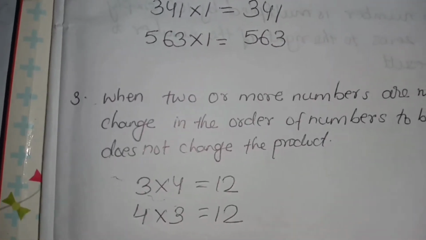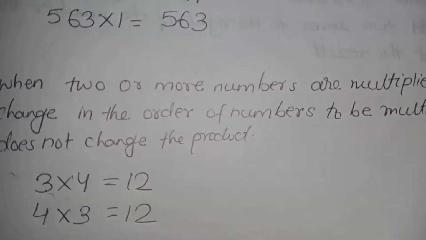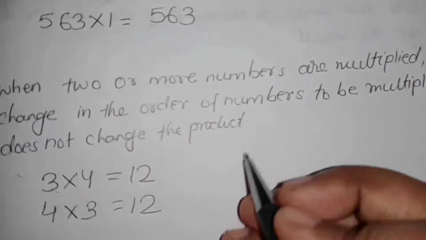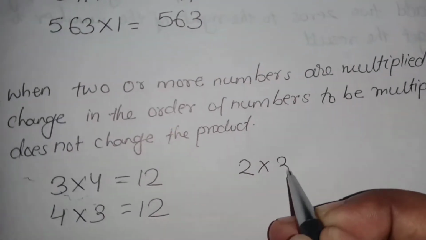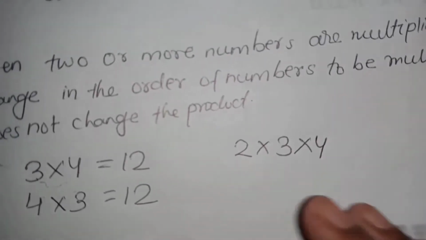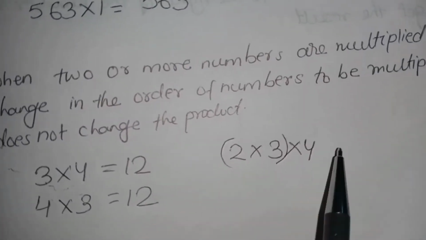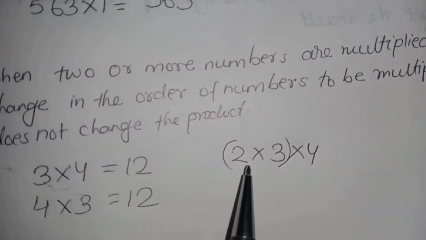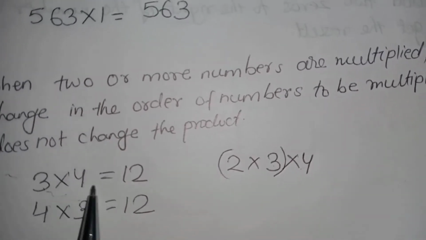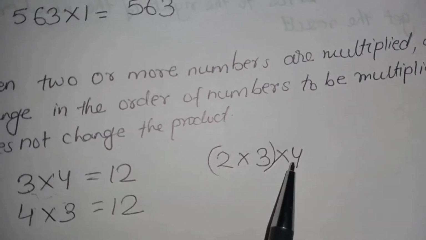Now I will do the multiplication with three numbers, and I will change the order and still the product will not change. The product will be the same. Here I want to multiply 2 into 3 into 4. First I want to multiply these two. I'll do the grouping. How many numbers have I taken here? 1, 2, 3. Before it was multiplication of two numbers, now I am multiplying 3 numbers.